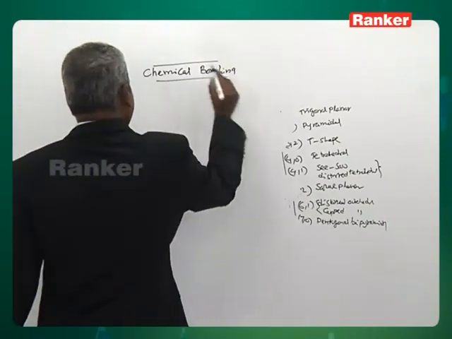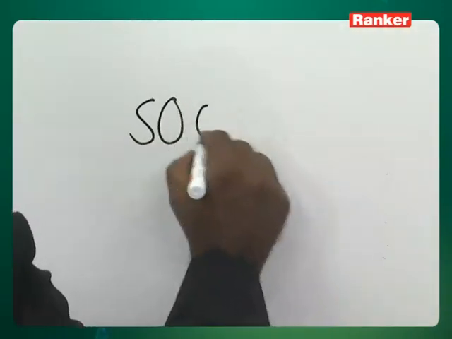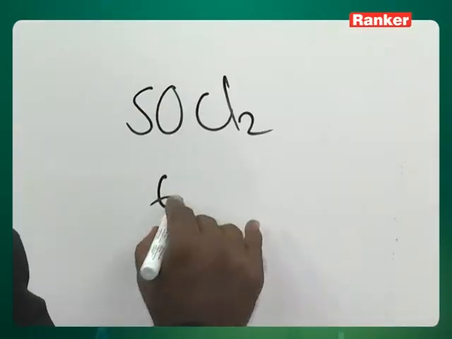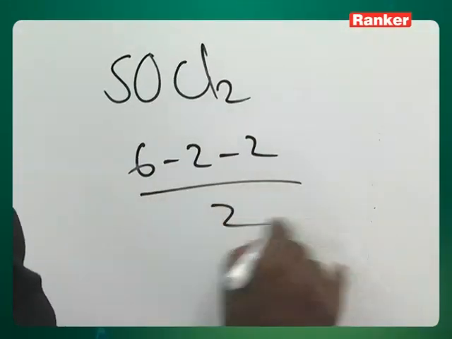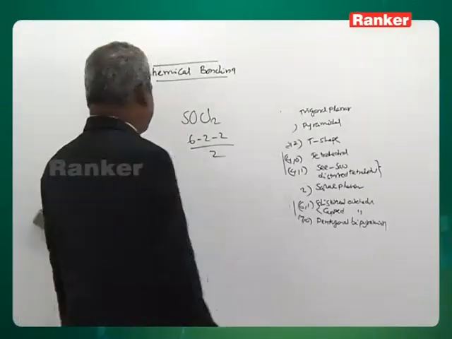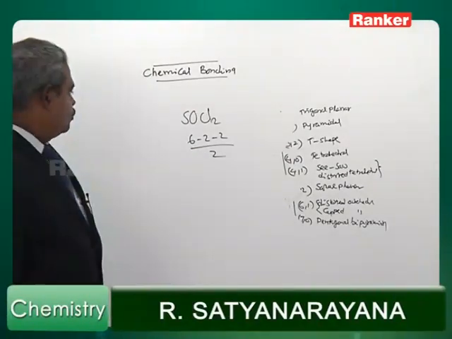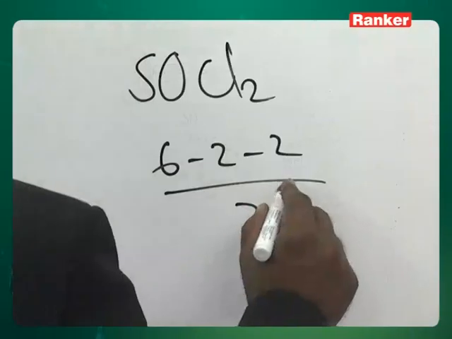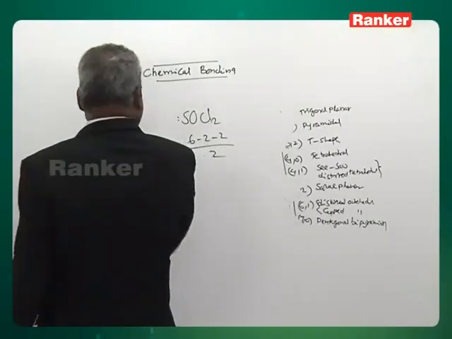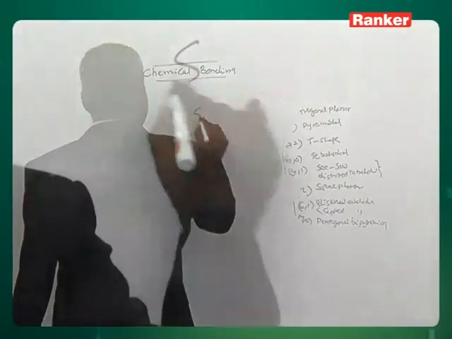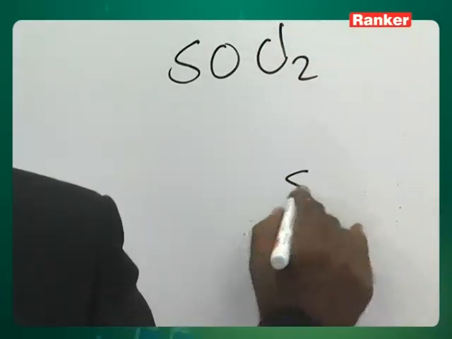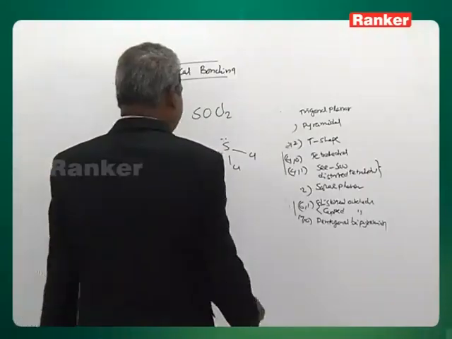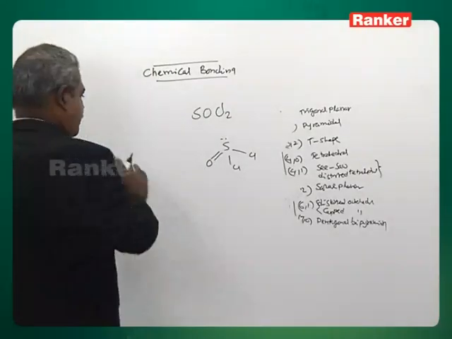Now, SOCl2. Find the lone pairs and bond pairs. 6 minus 2 minus 2 by 2. What is this 6? 6 electrons of sulfur, 2 of oxygen, 2 of chlorine. 6 minus 2 minus 2 by 2. So there is still one lone pair on sulfur. So how will you draw the structure? We have already learned drawing the structures. SOCl2, one sulfur. Why is it pyramidal? 3 bond pairs, 1 lone pair.